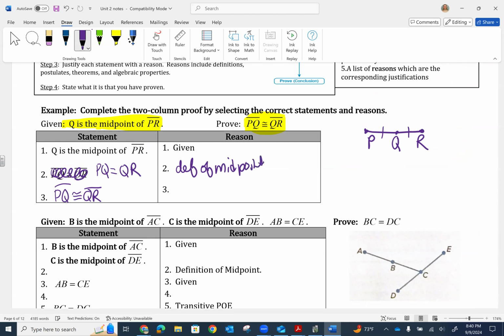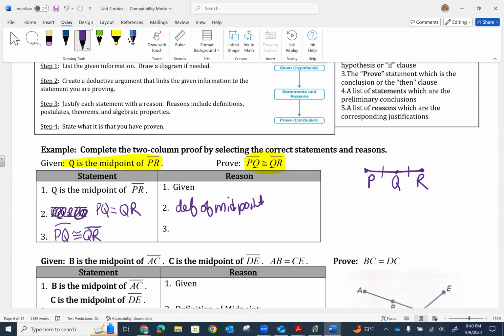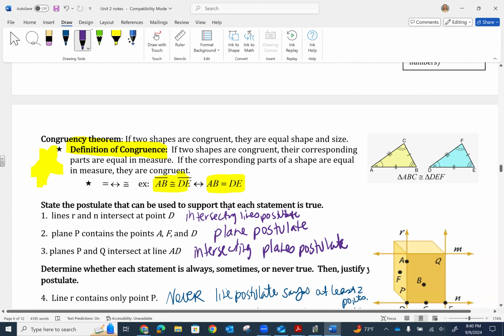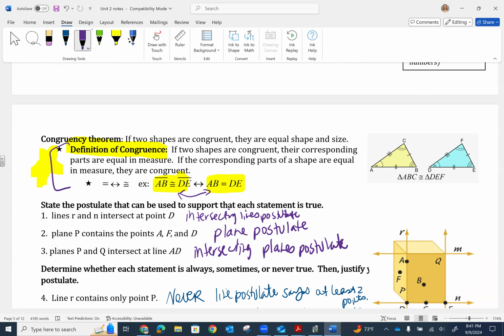Okay, and then here's one I will ask you. If you know the two segments are equal in length, what will let me say that they are congruent, and vice versa? This is something you'll use a lot. This goes right up here. The definition of congruence: if two segments are congruent, you know that they're equal in length. If they're equal in length, they are going to be congruent.